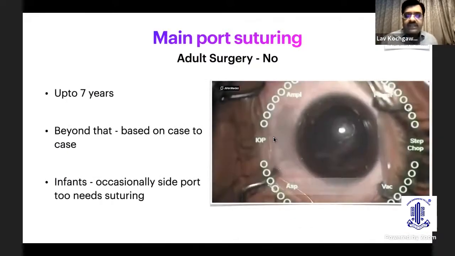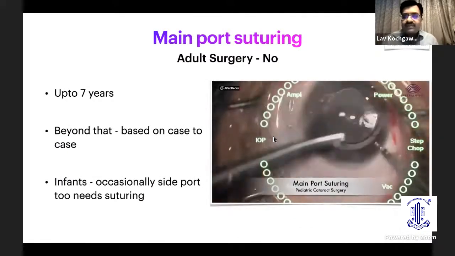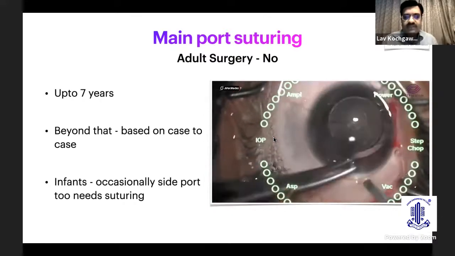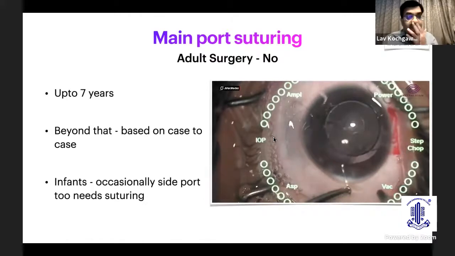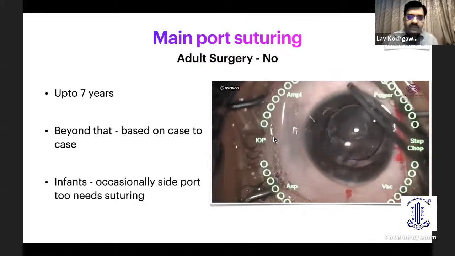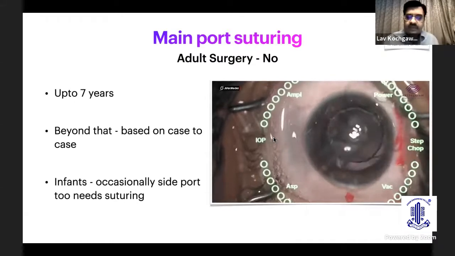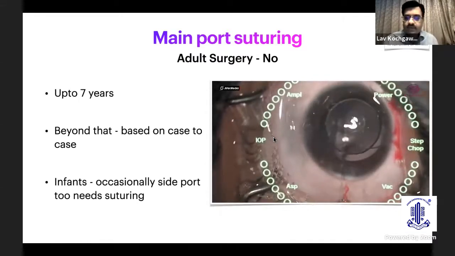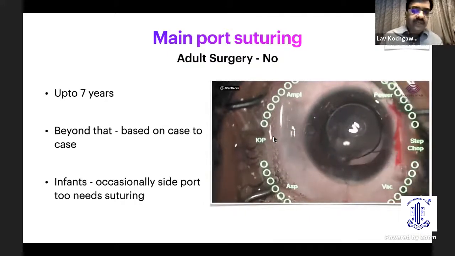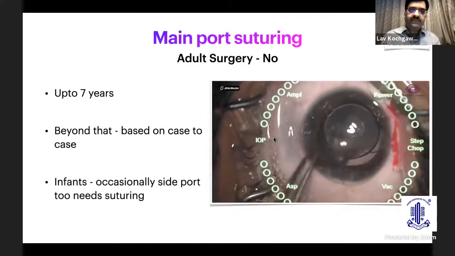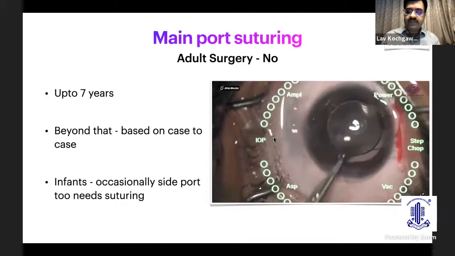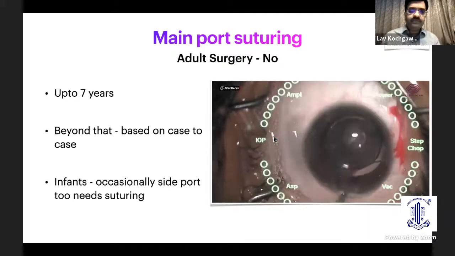Another important thing is the suturing. Adult cataract surgeons more or less have forgotten suturing, but in pediatric cataracts up to 7 years of age, we should suture the main port because of the low scleral rigidity, and beyond which we can decide on a case to case basis depending on how tight the anterior chamber is. In infants, many times we need to suture the side port as well, because the eye may not become stable without suturing the side port.